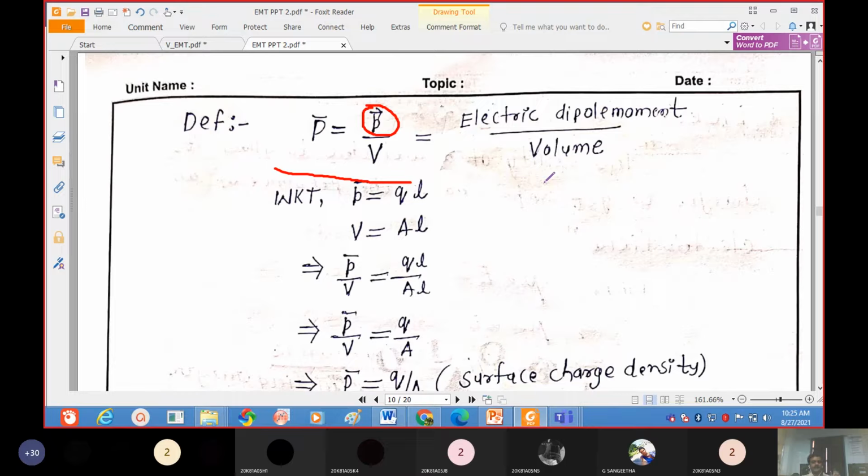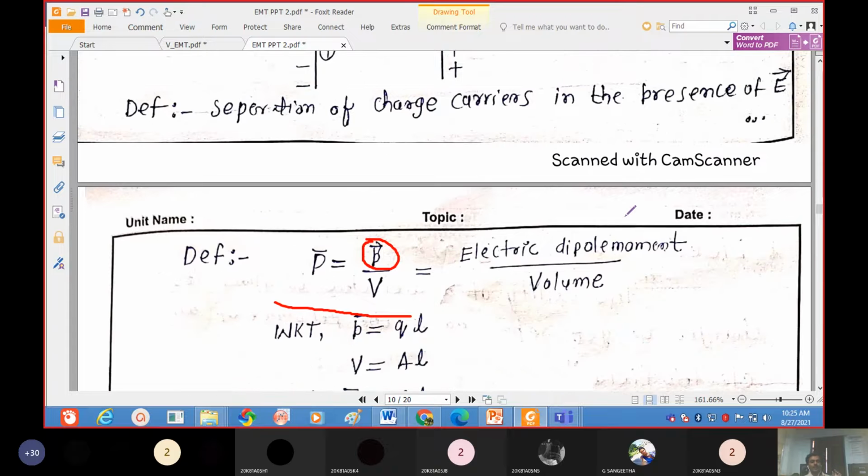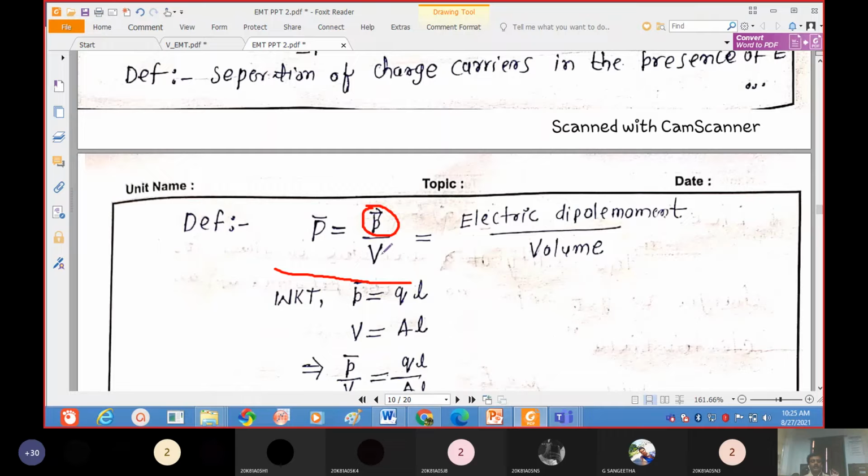Once again, the definition of polarization is the separation of the charge carriers in the presence of an electric field. One more definition is that electric dipole moment per unit volume is called polarization. Polarization capital P is equal to small p by V.